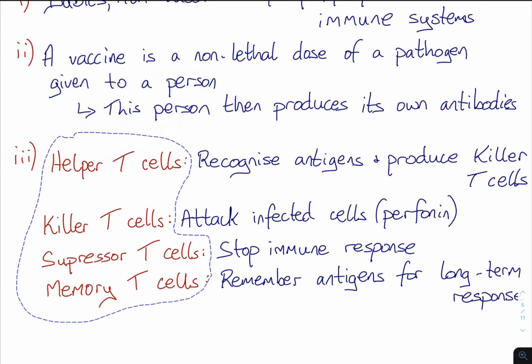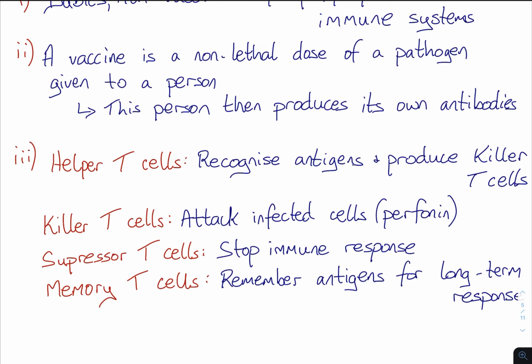You've got the killer T cells, so obviously they do what they say they do. They kill or attack the infected cells. And they use something called perforin. Basically what it does is it puts holes through the cell membranes or the cell walls.